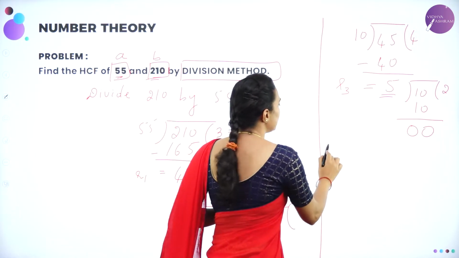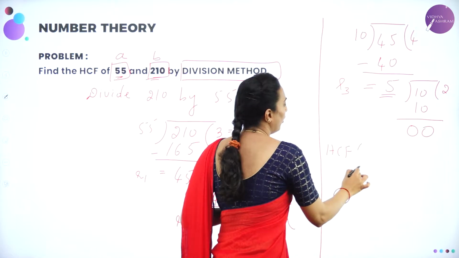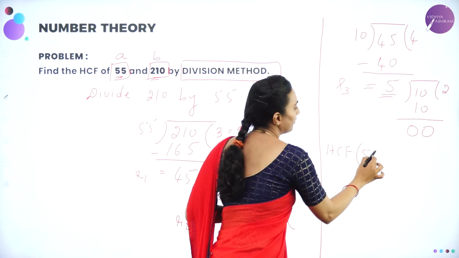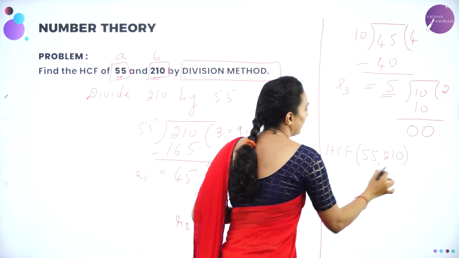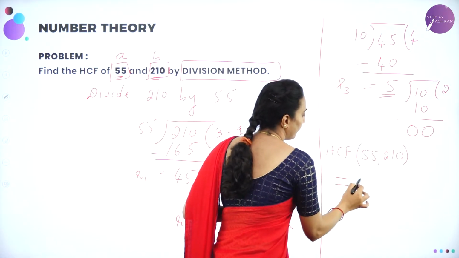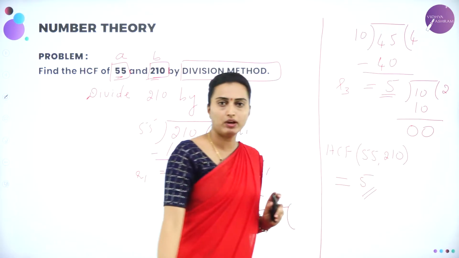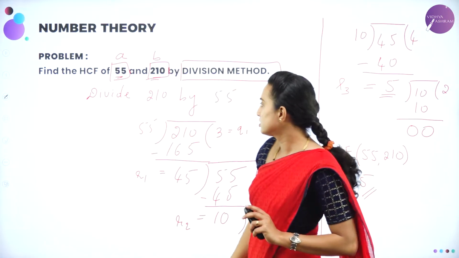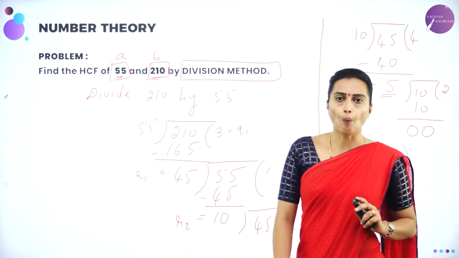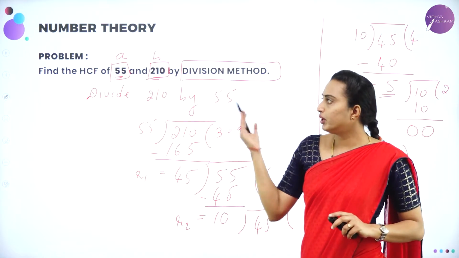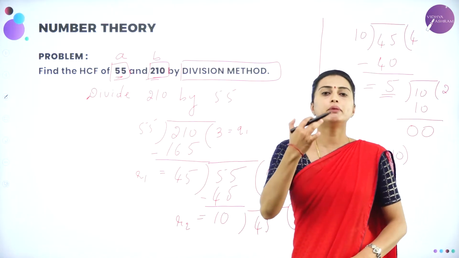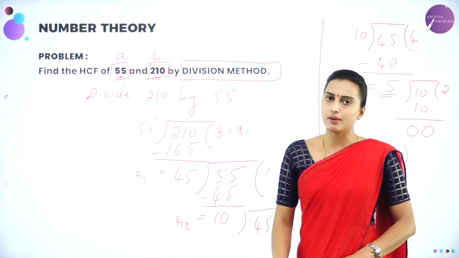So therefore, HCF of 55, 210 is equal to 5. Got this one? So this is the procedure. Got it? We'll be moving on to the next problem. Still we will be getting clarity on how to solve these types of problems.